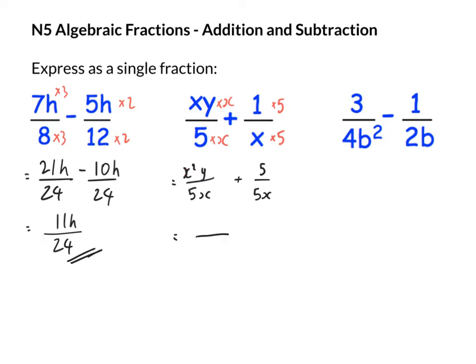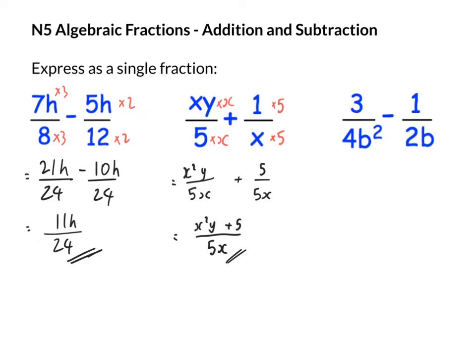This means I can write it as a single fraction, because we've got the same denominator. I'm going to have x squared y plus 5. Now, in the first one, I could write this as a single term, because these were like terms. I had 21h's minus 10h's. But the second one here, the x squared y and the number 5 are not like, they're unlike terms. So I've got to leave that as two separate terms in the end.